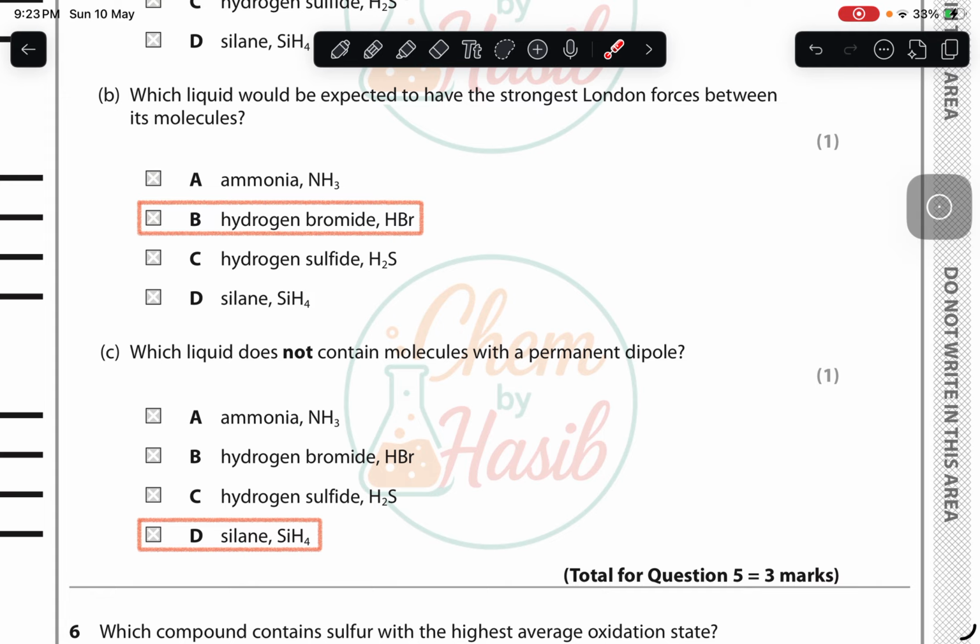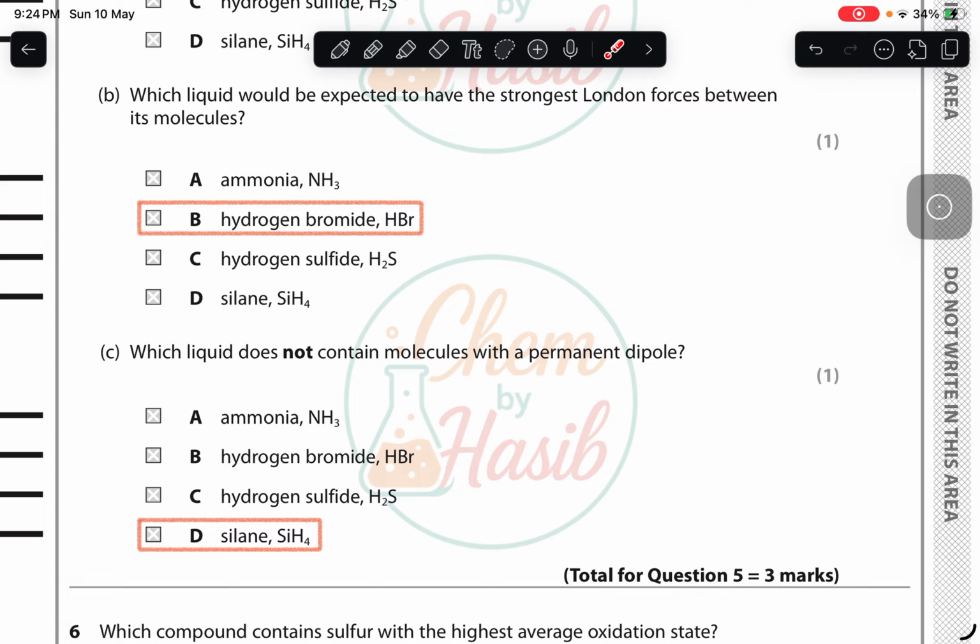Okay, silicon and hydrogen. There is a very small electronegativity difference between silicon and hydrogen. So it says, which liquid does not contain molecules with a permanent dipole? See, ammonia is a polar molecule. HBr is also a polar molecule. Hydrogen sulfide is also a polar molecule, right?